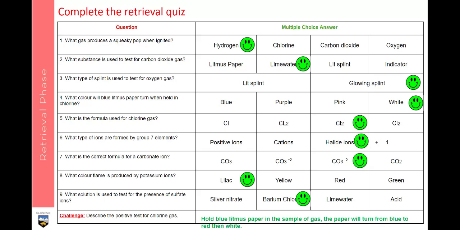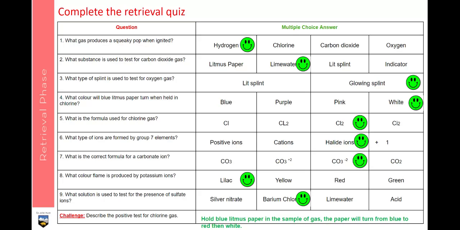Blue litmus paper will turn white when placed in chlorine gas. The formula for chlorine gas is Cl2, the third one, capital C, lowercase l, 2. 6, remember any group 7 elements form halide ions. Number 7, CO3, -2. Number 8, potassium gives a lilac flame.